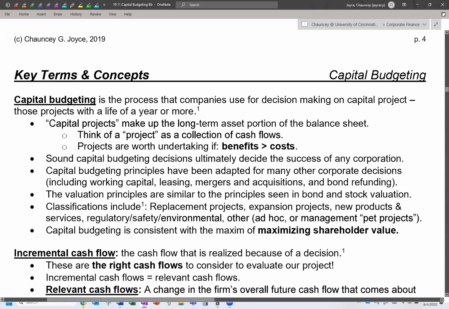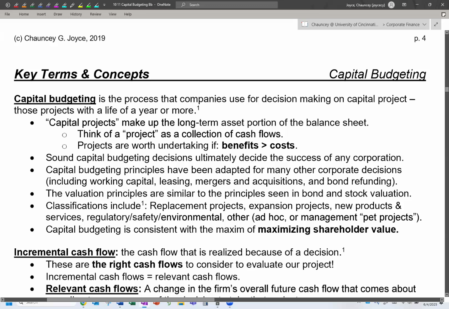So key terms for capital budgeting: first, capital budgeting is a process that companies use for decision making on capital. And capital is a project with a life of a year or more. Capital projects make up the long-term asset portion of the balance sheet. So when you think of assets, you have assets equal liabilities plus equity. If you split this into current assets and long-term assets, we're talking about investing in these long-term assets.